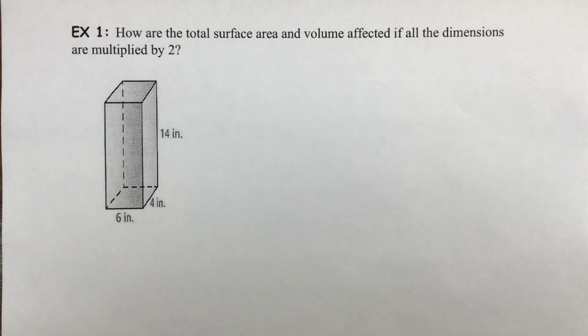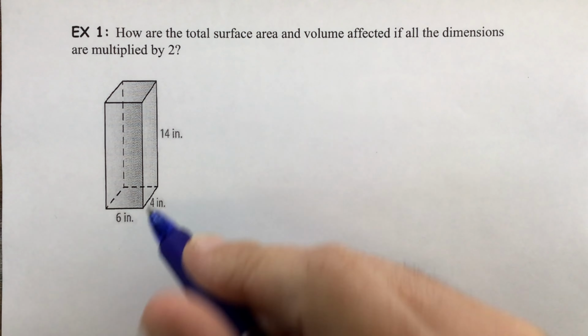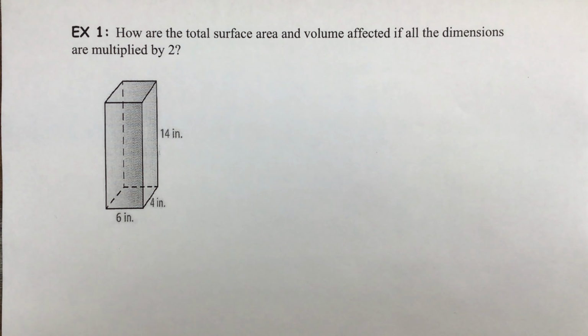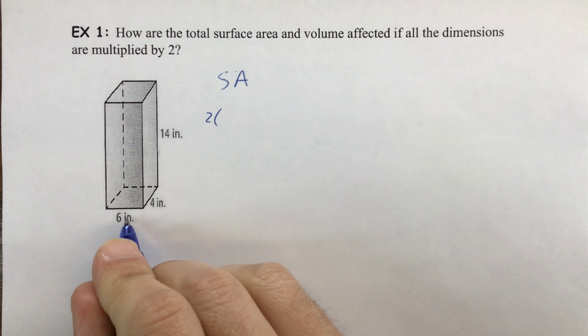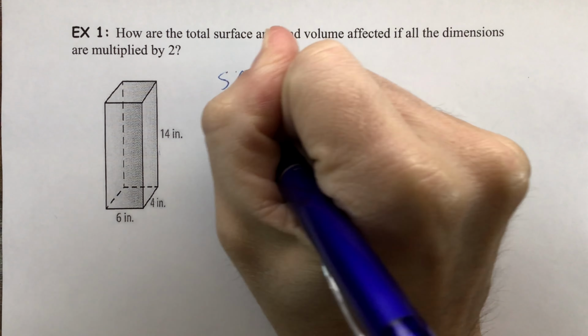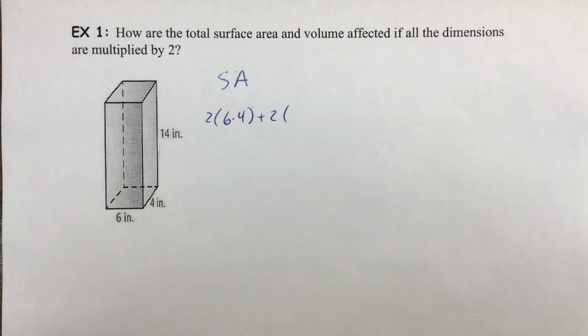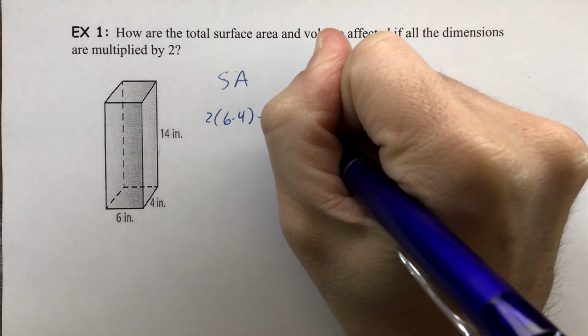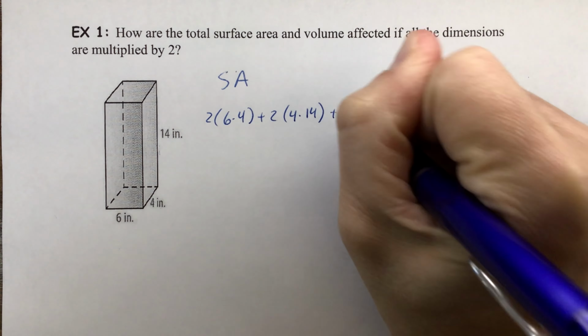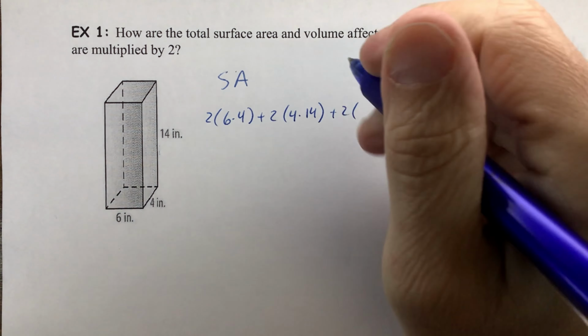We do have a rectangular prism, which has 3 pairs of congruent sides. You've got the bottom and the top that match with a dimension of 6 by 4. You got the left and the right, which match with dimensions of 4 and 14. You've got the front and the back, which have dimensions of 6 and 14. Okay, so the surface area of the rectangular prism can be calculated by taking 2 times the product of 6 and 4 plus 2 times the product of 4 and 14 and 2 times the product of 6 and 14.